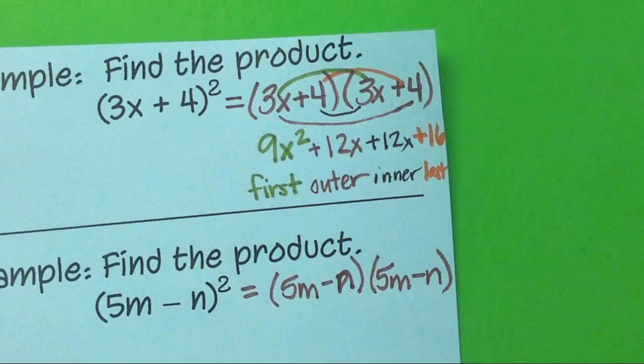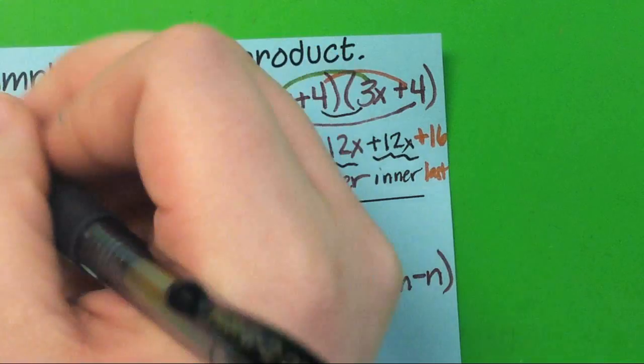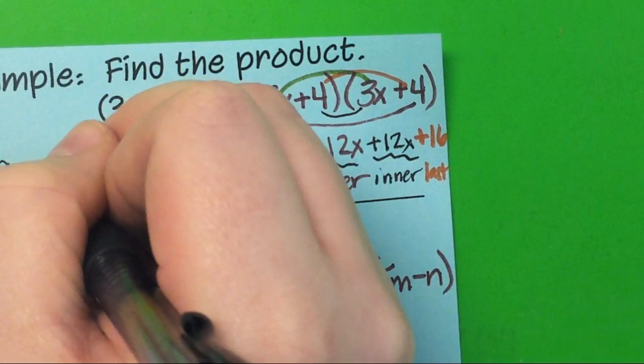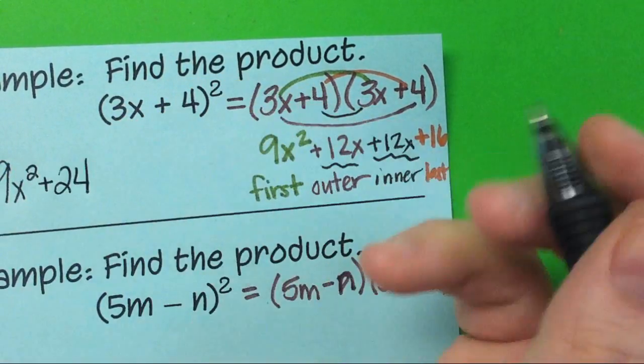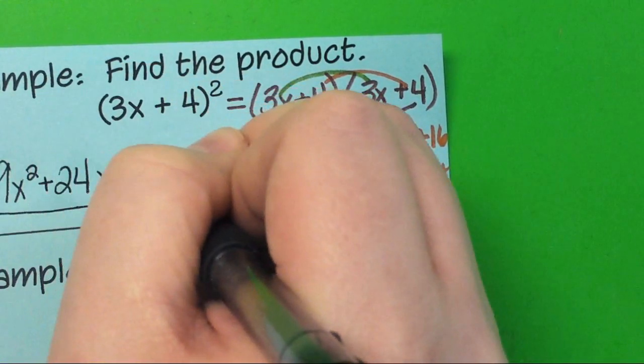Are there any questions about how FOIL worked? And Ashanti's raising his hand because we're not done, and yes, I realize that. Yes, dear. What's the problem? No, yeah, there's more. Yeah, what else am I going to do? I'm going to combine those like terms. The 12x and the 12x go together, and what's my final answer going to be? 9x squared plus 24x plus 16. That's my final answer.